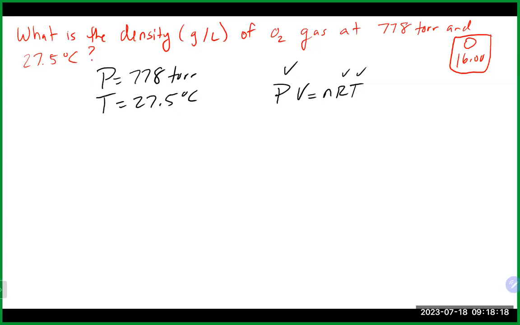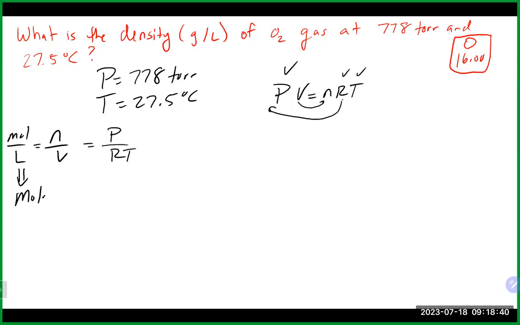And if we solve for n over V, which means we're going to divide V to the other side, and RT is going to go that way, we end up with P over RT. n is moles in the ideal gas law, and V is volume, which is liters. That is moles per liter. That is the molarity of this gas. So you could solve for n over V, the molarity of this particular gas, and that will give us moles per liter. And why would that be helpful? We're looking for grams per liter, and moles per liter is what we will end up with.